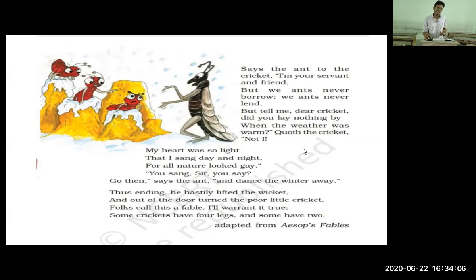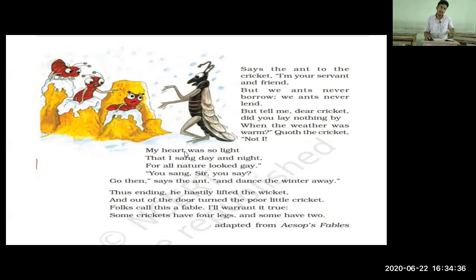By hearing this response from the ant, the cricket was really disappointed and quickly left the ant's house. "Fox called this a fable. I'll warrant it true. Some crickets have four legs and some have two." These two lines are spoken by the poet, the author. Fox called this a fable, but I am promising that it is true. Some crickets have four legs and some have two.